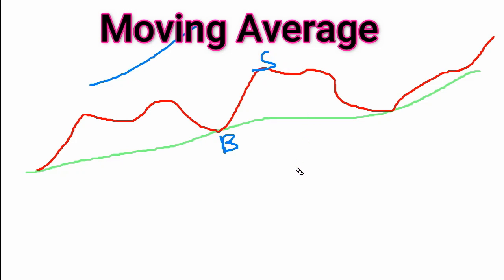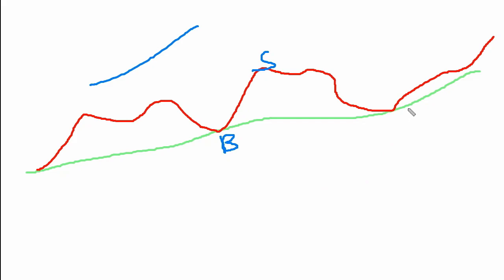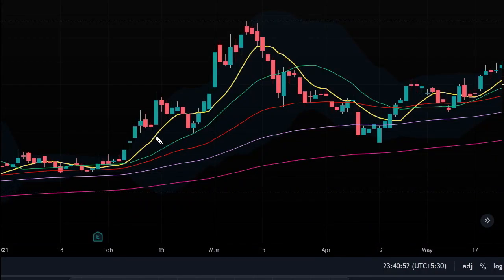because moving average also acts as a support and a resistance. If the price is below the moving average, it may get resistance at the moving average. Now let's check in the chart, you will understand better. As you can see, there are lots of moving averages. Yellow one is 5 moving average, green is 20 moving average, then 50, 100 and 200.